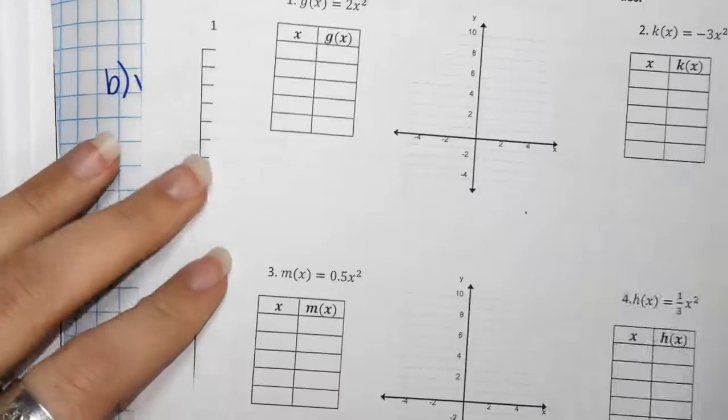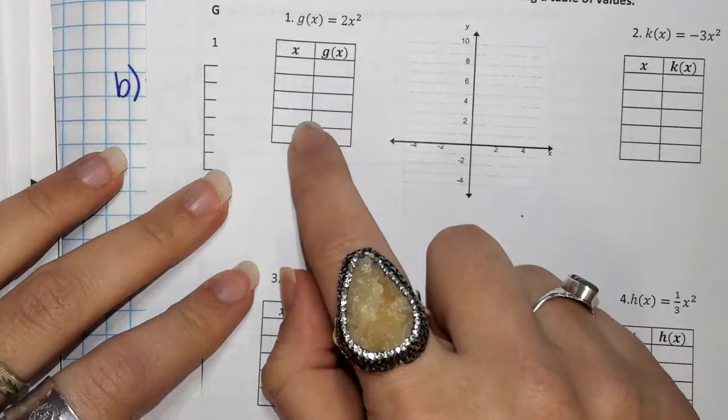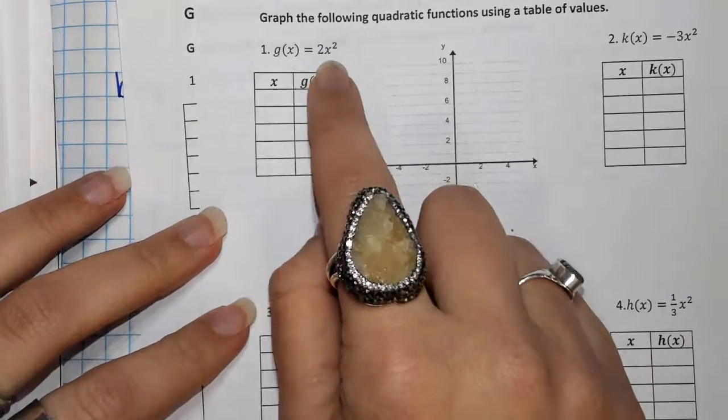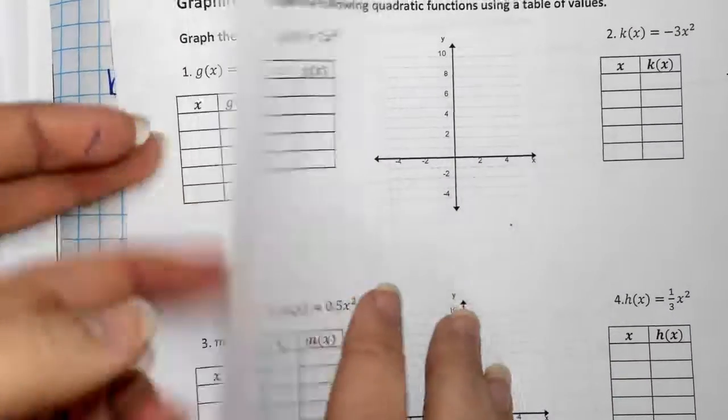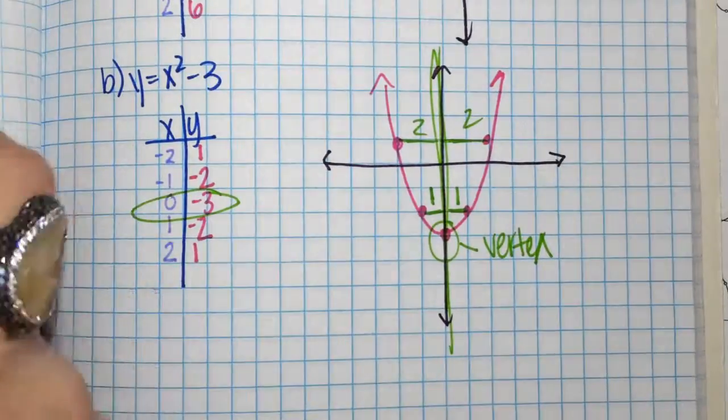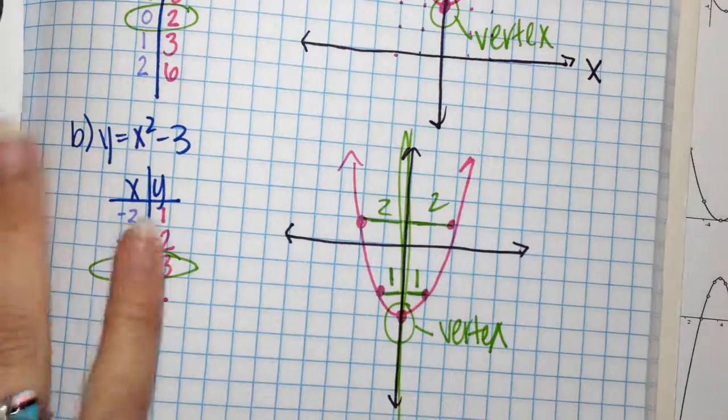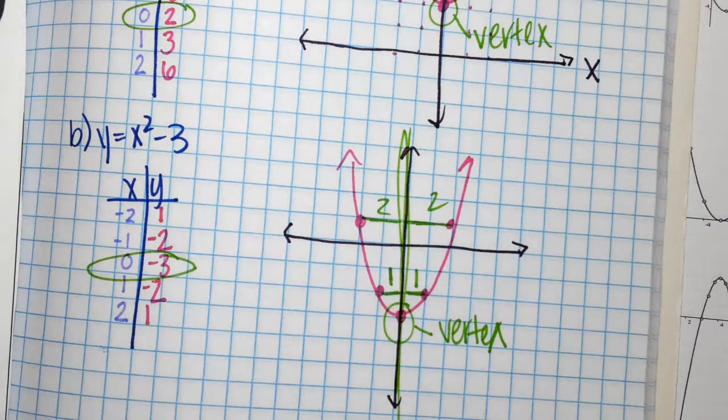Now, you are going to use the same numbers, negative 2, negative 1, 0, 1, and 2, and you're just going to plug it in. Square it first, and then multiply by the number out front. Can you handle that? If you don't finish, it is your homework. And it's just 6 problems. Does anybody have any questions? No. Okay.